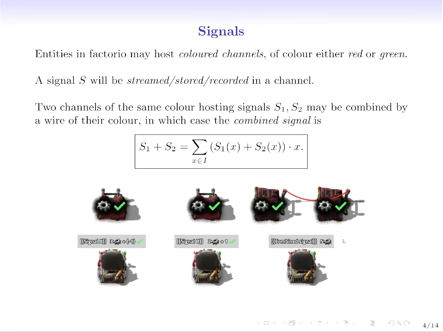Now I need to mention that I say the entities host colored channels, meaning that even though there's no wire connected to this constant combinator, internally it still has two channels, one red and one green, recording the same information, which we will see later.